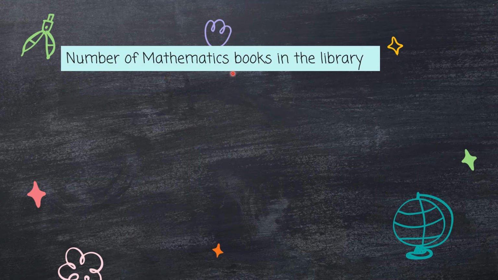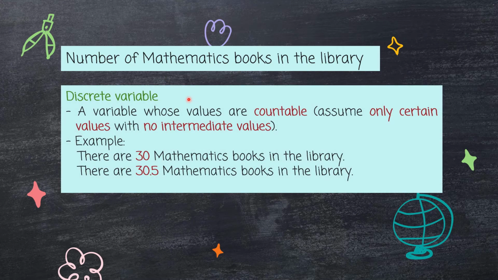Next, number of mathematics books in the library. So this is a discrete variable whose values are countable, assuming only certain values with no intermediate values. Example, there are 30 mathematics books in the library. So this is true since 30 is a countable value. And then, there are 30.5 mathematics books in the library. So this is false since 30.5 is a decimal or intermediate value.